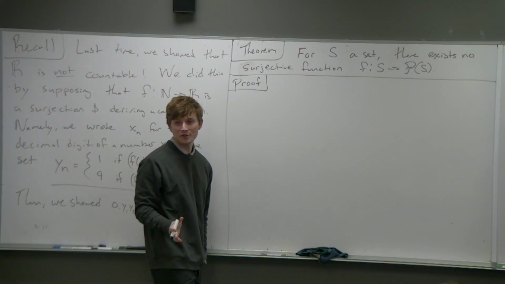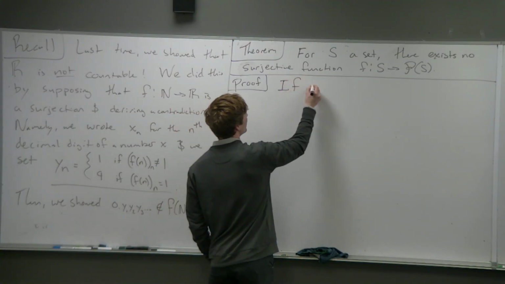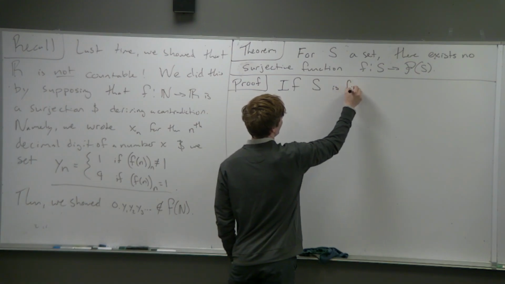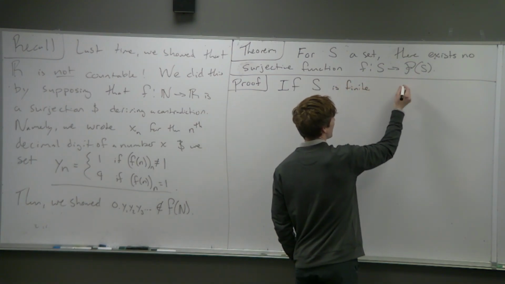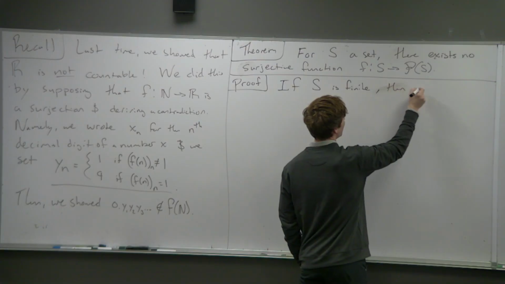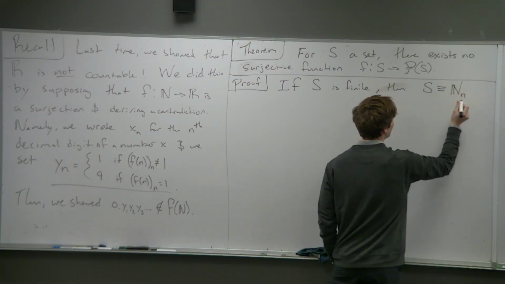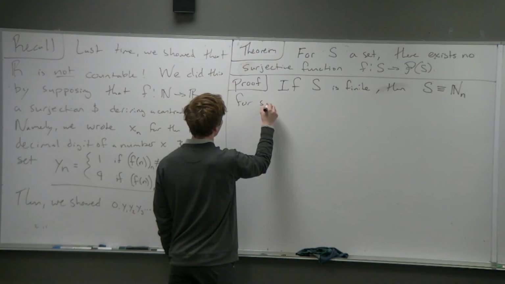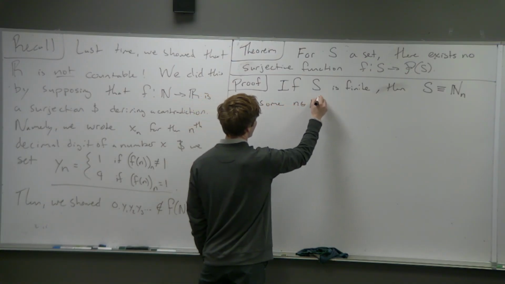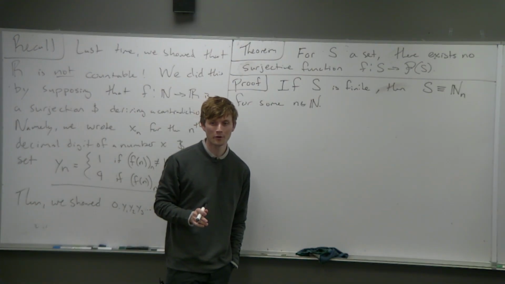Now I'm going to dismiss the finite case with a little bit of hand waving, mostly because you know how big the power set of a finite set is. If S is finite, then S is equinumerous with some n in the naturals. That is, it's equinumerous with some initial segment. Yeah? Okay, cool.